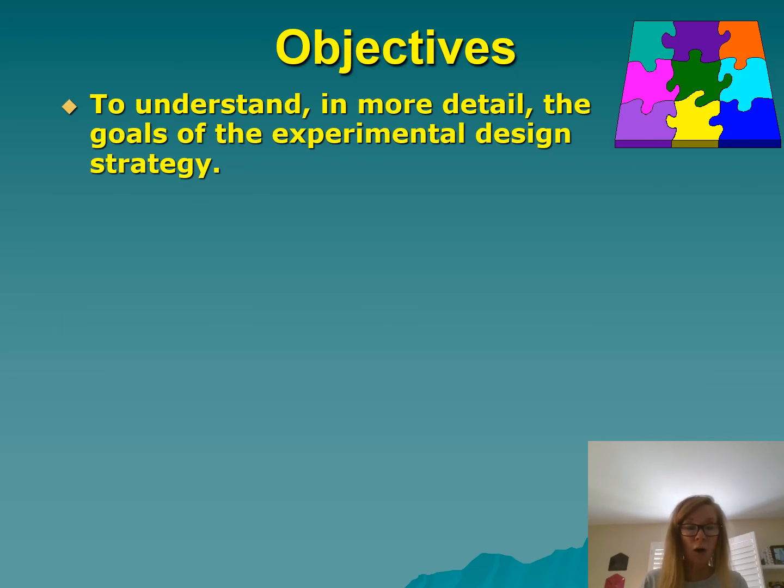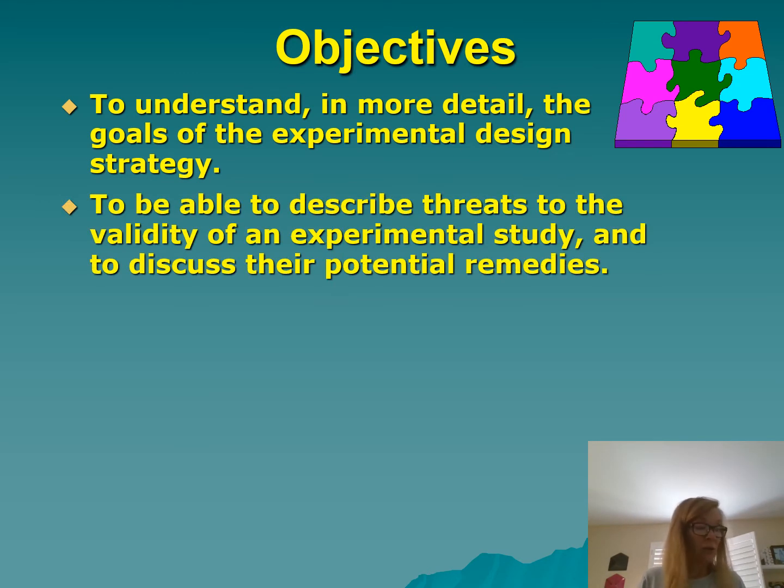All right, so our objectives for the experimental research strategy, this is inclusive of both parts 1 and 2, is to understand in more detail the goals of the experimental design strategy. Okay, you already know that determining cause and effect is one important goal. But you should also be aware that differs from correlational designs and also descriptive designs that are coming later in the semester.